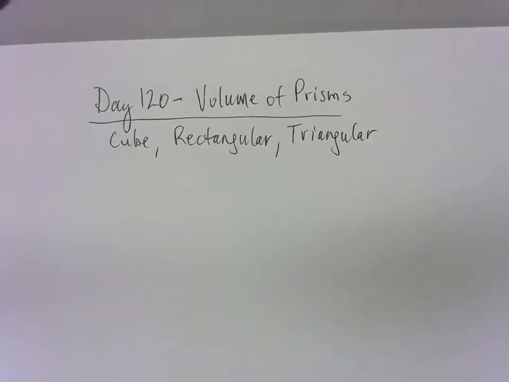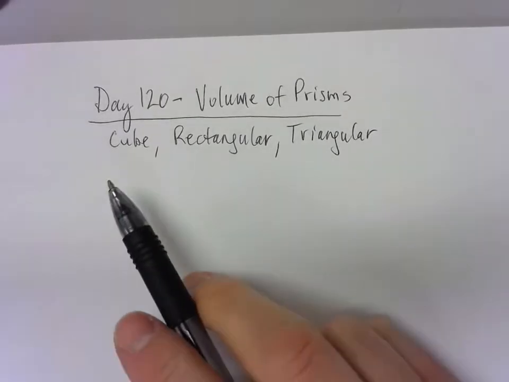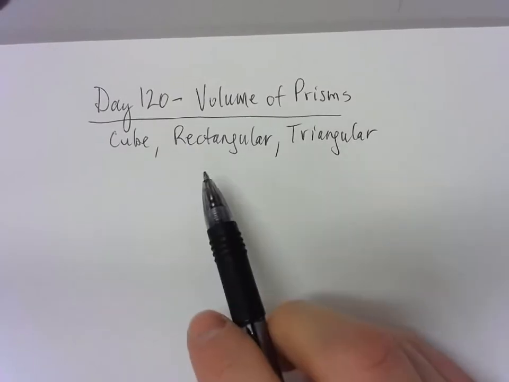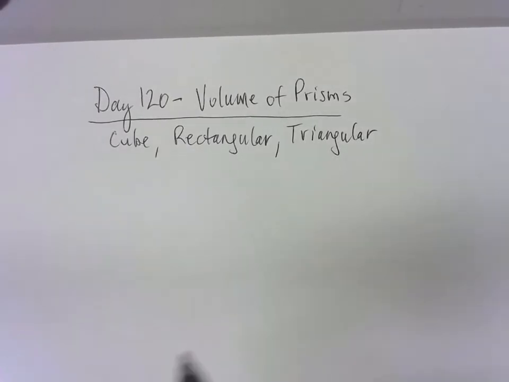Alright friends, today we're going to talk about how to find the volume of prisms, and we're going to focus today on just the three basic kinds. That would be finding the volume of a cube, a rectangular prism, and a triangular prism.